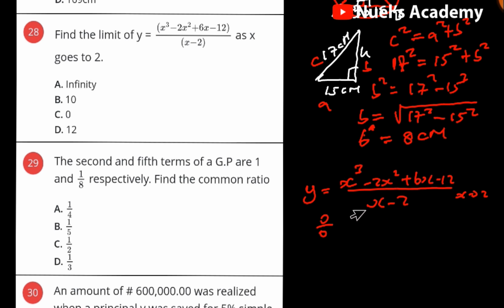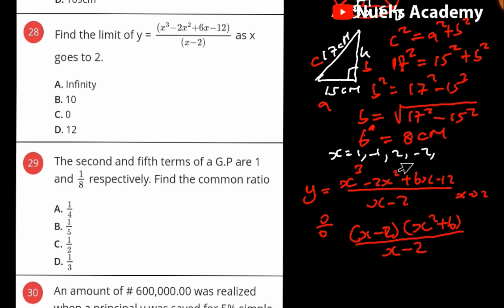If we factor this numerator, we are going to get (x minus 2) times (x squared plus 6), then this is over x minus 2. Now see how we are going to do it. We are going to test x equals 1, minus 1, 2, and minus 2 in this numerator. Any of them that gives you 0 is a factor. In this case x equals 2 gives 0, so you just write x minus 2 as the factor that we factorize out.